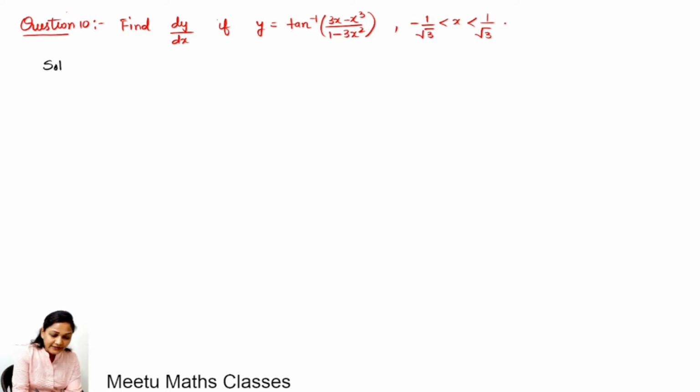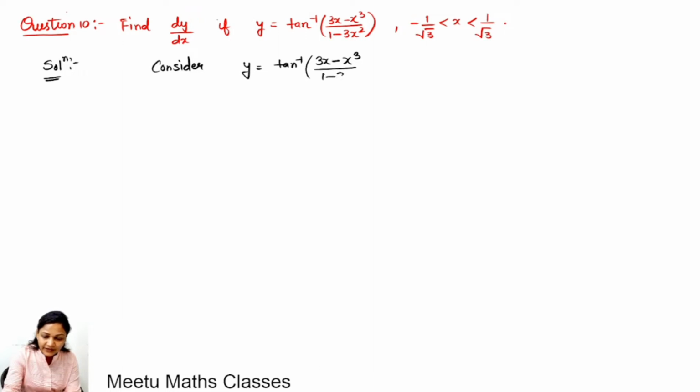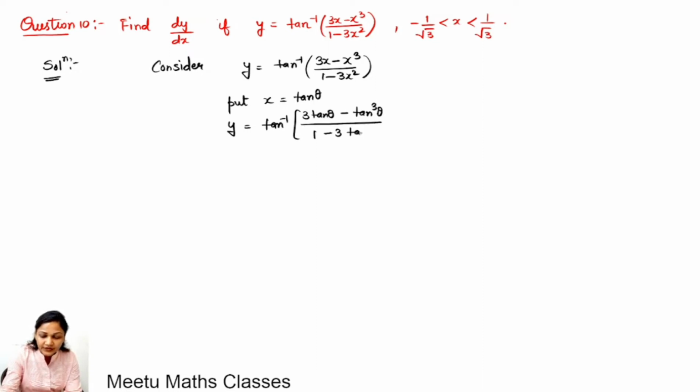Now to find the derivative of y, consider your y is equals to tan inverse of 3x minus x cube upon 1 minus 3x square. First of all, we are going to simplify our inverse trigonometric function using substitution. So we are going to put x is equals to tan theta here. So your function will become tan inverse of 3 tan theta minus tan cube theta upon 1 minus 3 tan square theta.